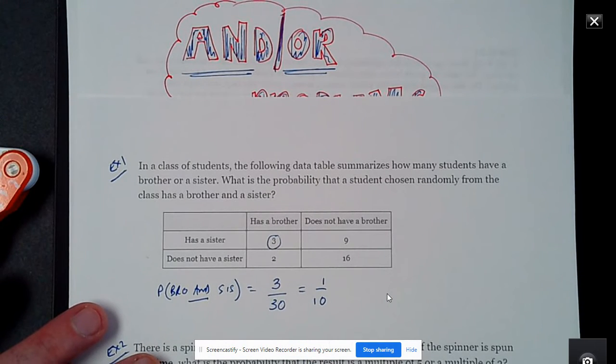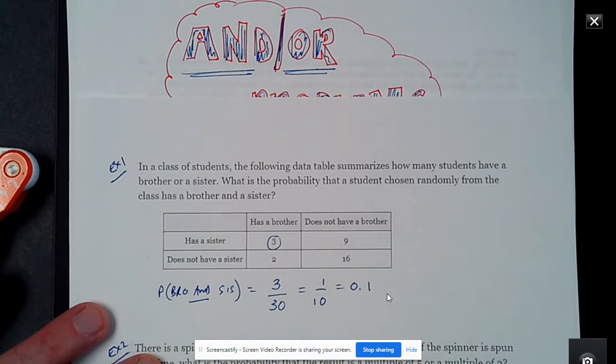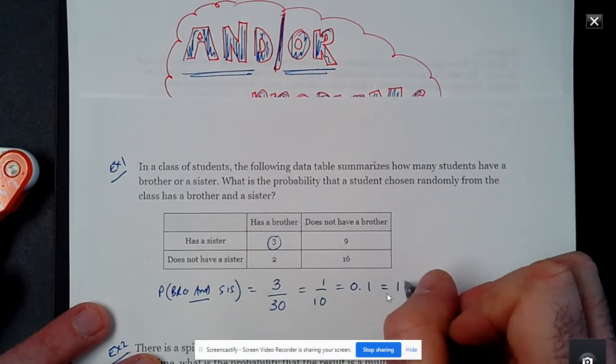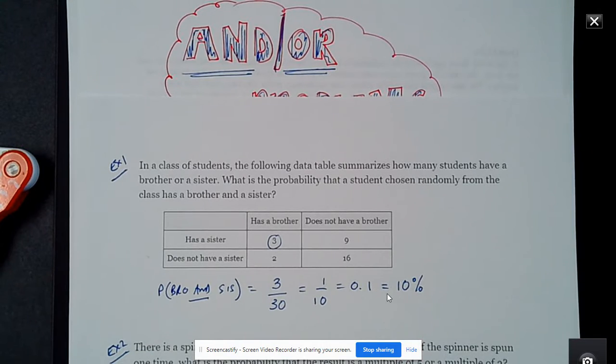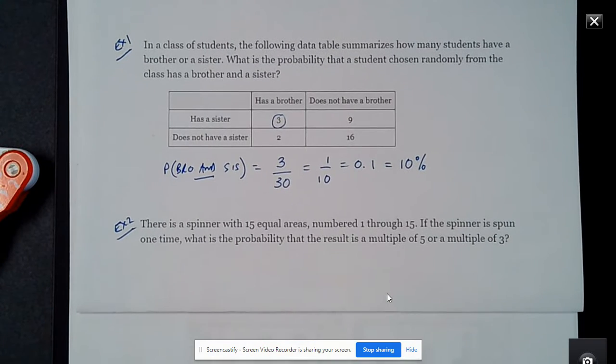Remember, you can leave your probabilities as fractions. If you want to leave it as a decimal, that would be 0.1. And if you want it as a percentage, it would be 10%. Hopefully that one was a little straightforward. Let's look at one that deals with the word or.